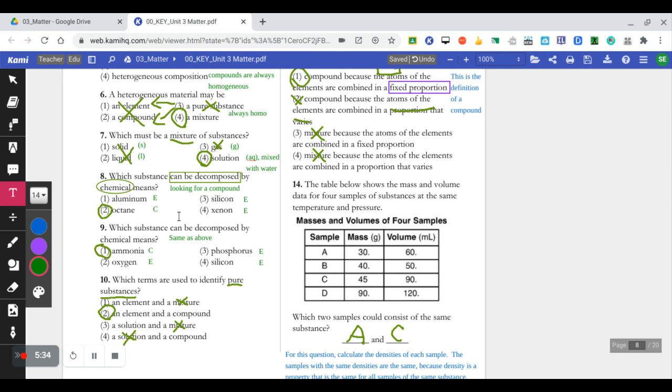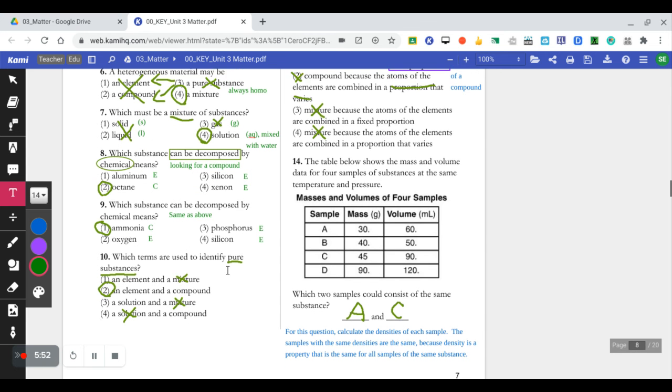Which substance can decompose by chemical means? That means I'm looking for a compound. This is why you had to memorize those elements, because now I can easily recognize aluminum as an element, silicon is an element, and xenon are all elements, but octane is not. This is actually a compound. And if you didn't have your elements memorized, you wouldn't know that very quickly.